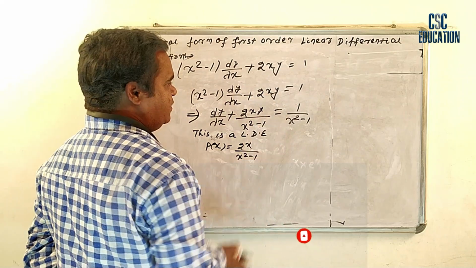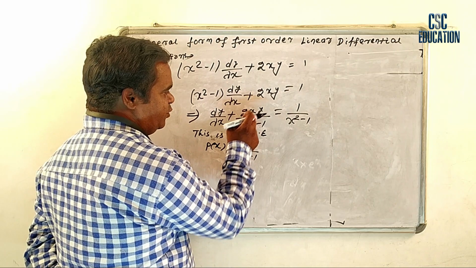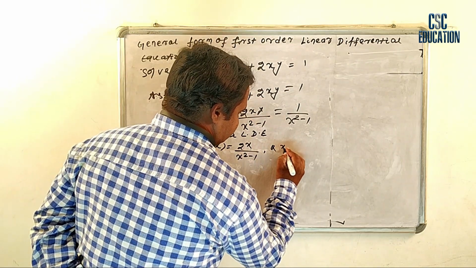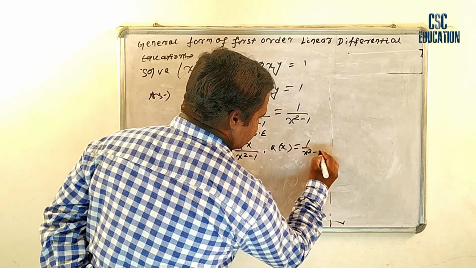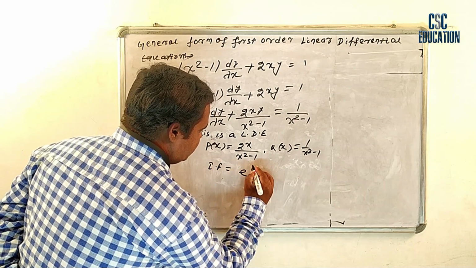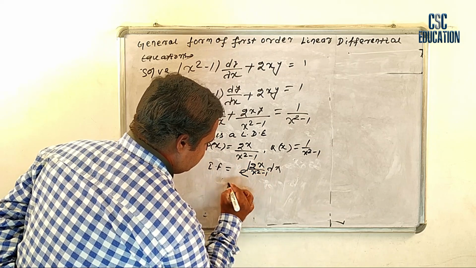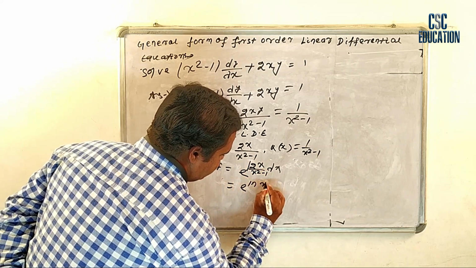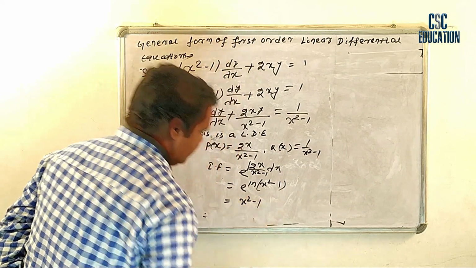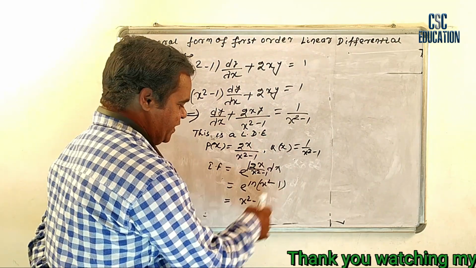In the equation, P of x is 2x by x square minus 1, and Q of x is 1 by x square minus 1. So the integrating factor is e to the power integral of 2x by x square minus 1 dx, which is e to the power ln of x square minus 1. So the value is x square minus 1, since the exponential function is the inverse of the logarithm function.